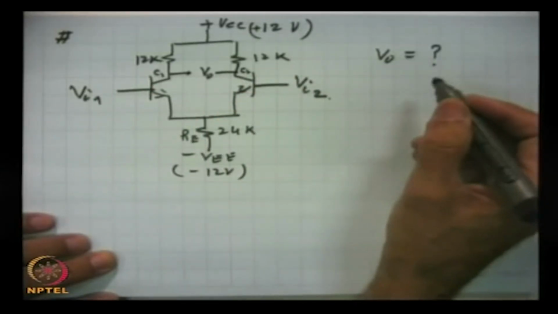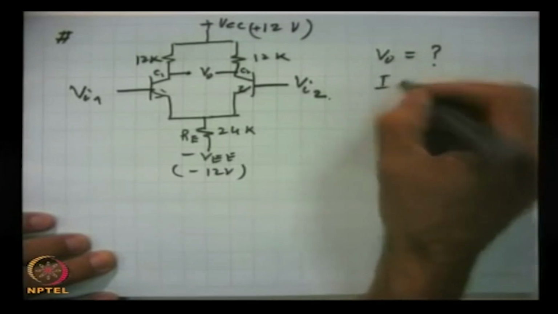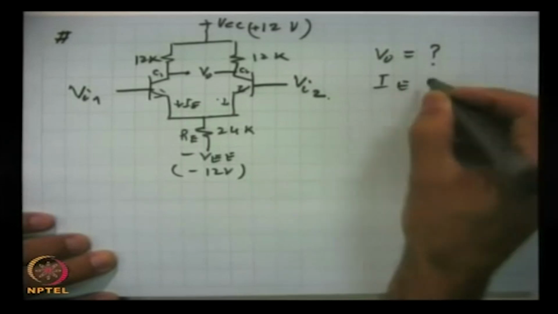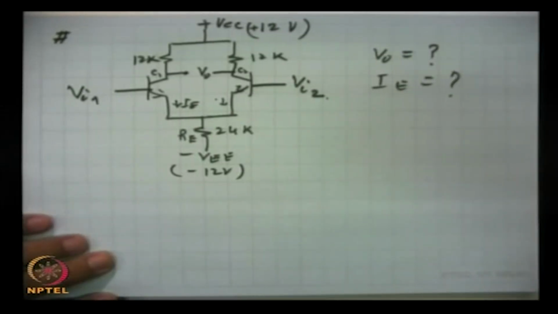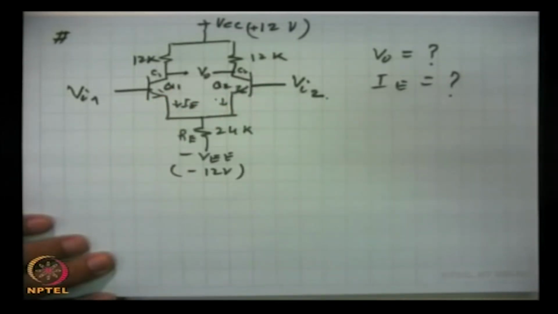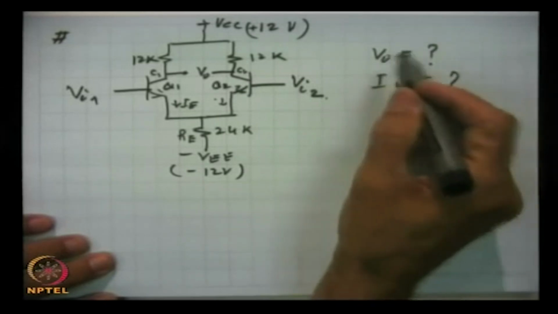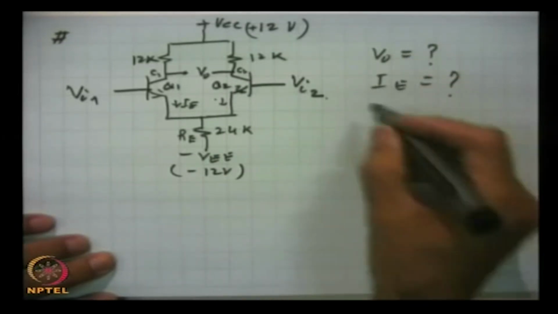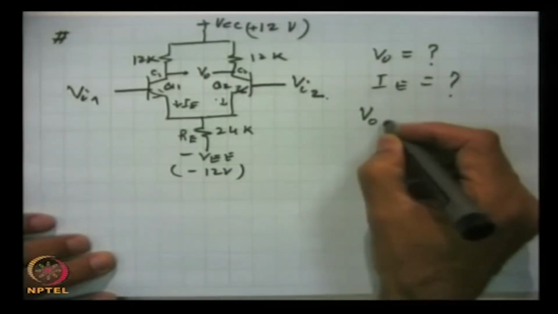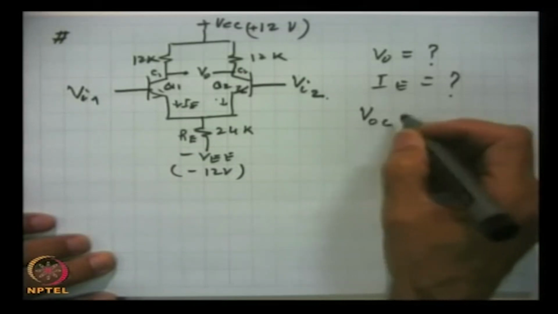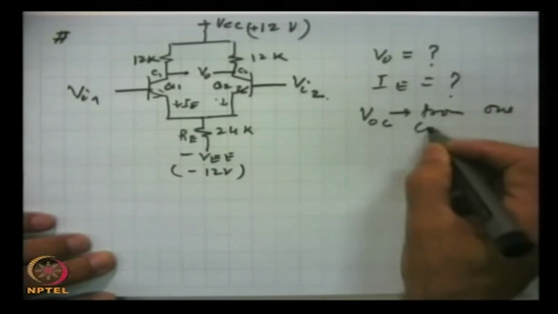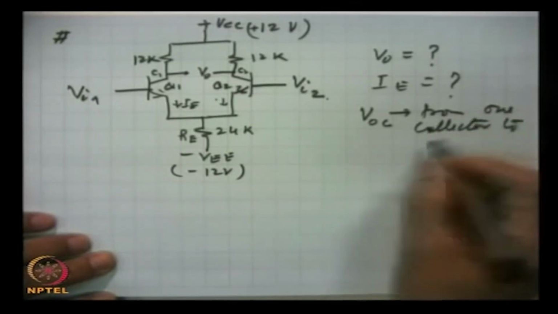How much is the current IE? This is IE, this is also IE. How much is IE in each transistor Q1 and Q2? And we can find how much is the voltage V out from one collector to ground.